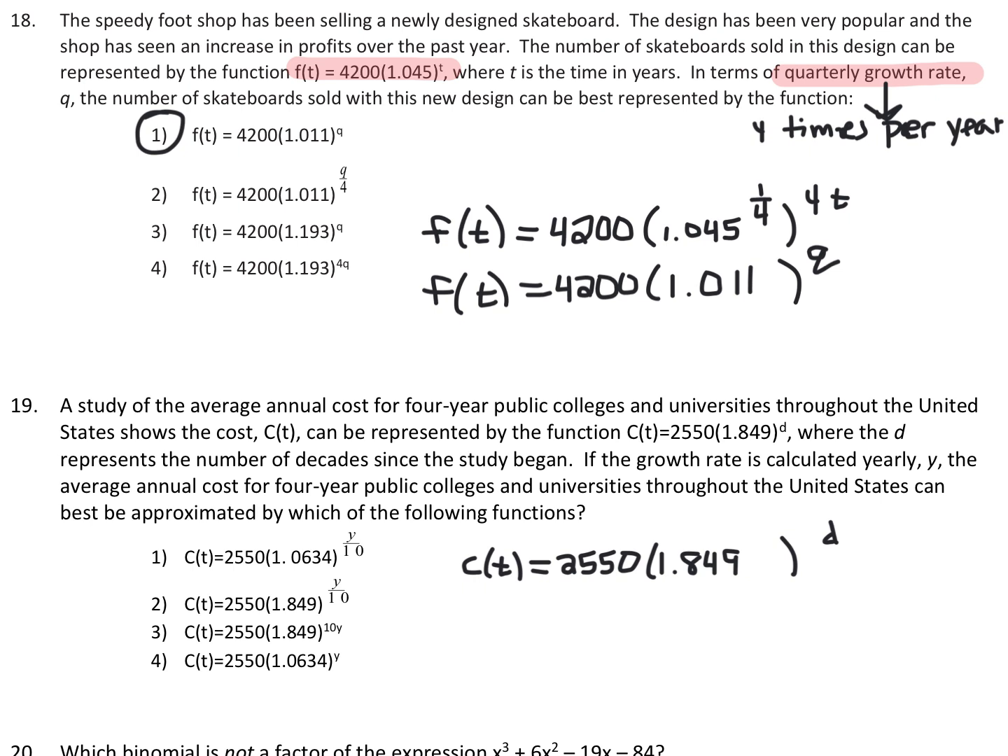Okay, number 19. So this time they give us this function c of d, and d represents decades. It represents the number of decades since the study began. Now what they want us to do is calculate the yearly growth rate. So if we think about yearly growth rate, since we're talking about decades here, doesn't a year happen 10 times per decade? Because if we want to switch from decades to years, years happen 10 times per decade. So this 10 is what we're going to put in front of the date.